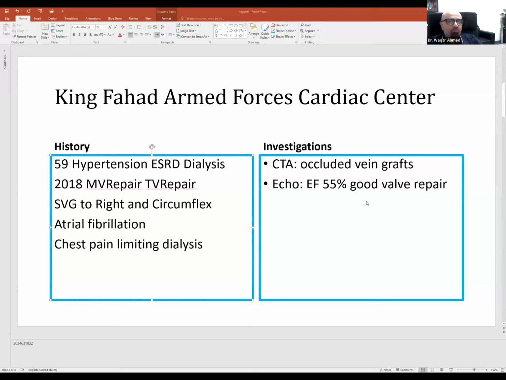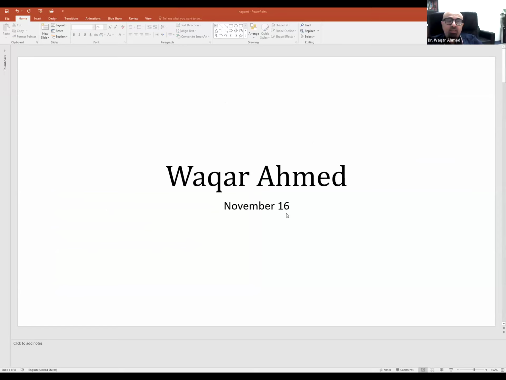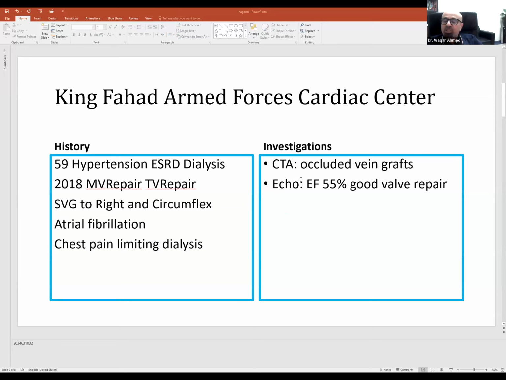And it's easier to just present it from our server at the King Fahd Armed Forces Hospital. So this is a 59-year-old patient with hypertension, on dialysis, who underwent mitral valve repair, tricuspid valve repair, and vein graft to the right and the circumflex in 2018. Recently he has been having chest pain, limiting his dialysis severely in the hospital. He underwent CT angiography by his referring cardiologist that showed completely occluded vein grafts, and his echo ejection fraction is 55 with good valve repair.